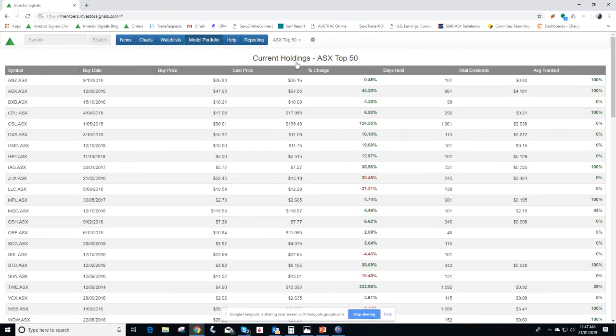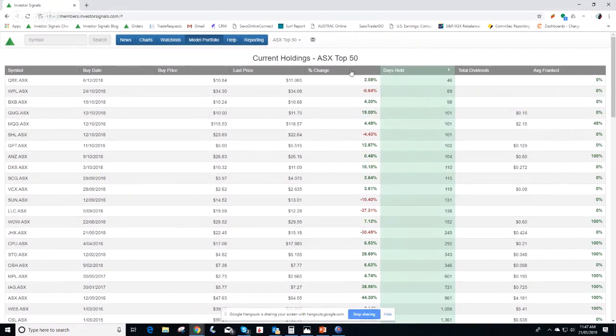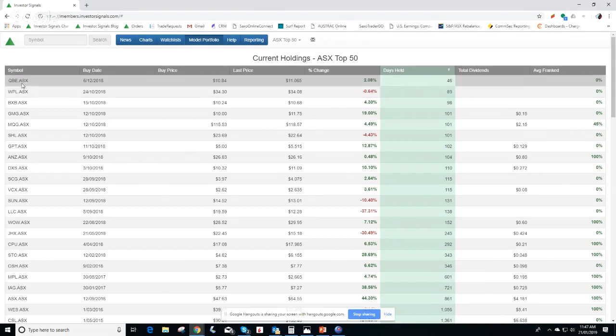So the top 50 model, the other way to look at it is come in here, click on the days held, get the least number of days to the top. So that tells me that the most recent stock added to the top 50 model was QBE. It was added at 1084, now trading 1106, which is up 2%. And then it keeps track of the accumulated dividends from the time it was added to the portfolio.